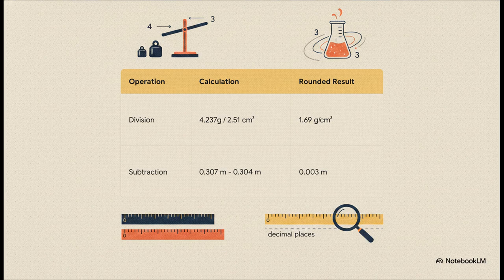Let's actually walk through these exact sample calculations together. When we divide mass by volume to get density, the mass has 4 sig figs, but the volume only has 3. So our final density of 1.69 must be restricted to 3 sig figs. But when we're subtracting lengths, we don't care about total sig figs, we care about decimal places. Both inputs go to 3 decimal places, so our result, 0.003 meters, also goes to 3 decimal places. See? Distinct physical logic for distinct operations.